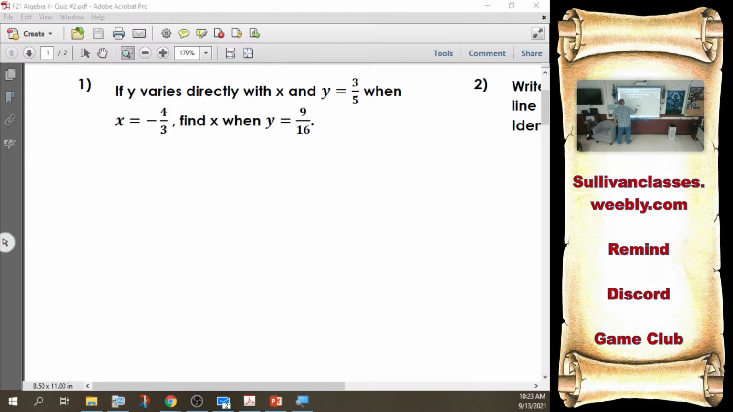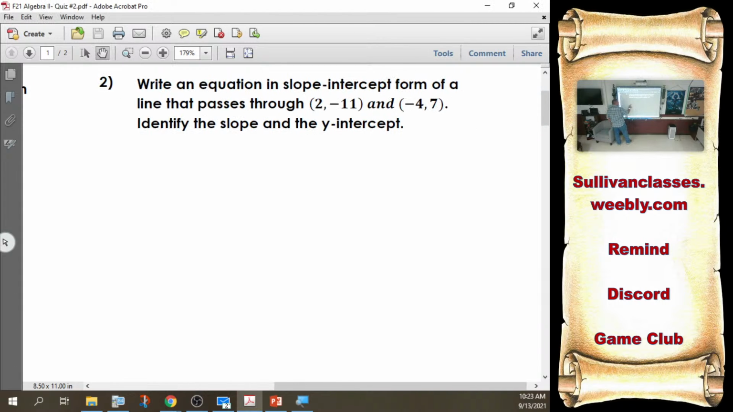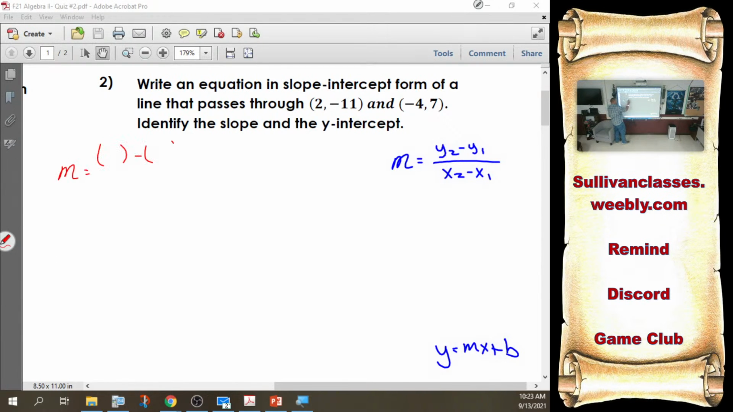Part 2. Write an equation in slope-intercept form of a line that passes through these two points. So what does slope-intercept form look like before I even start? Okay. At the end of the day, I need that. How do I get that from a pair of points? Slope first. Maybe I should write down slope is y sub 2 minus y sub 1 over x sub 2 minus x sub 1. Which means I will write a bunch of parentheses.